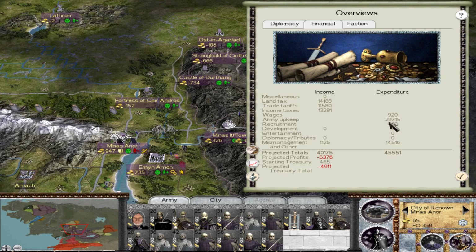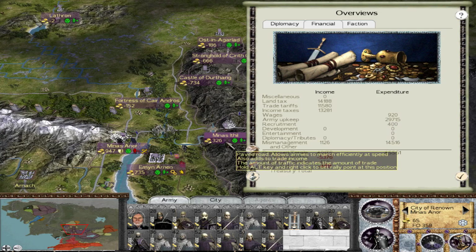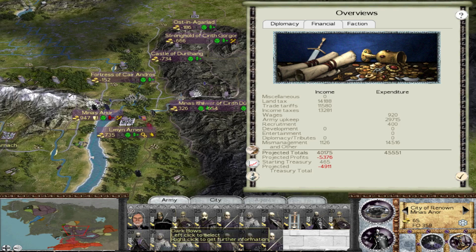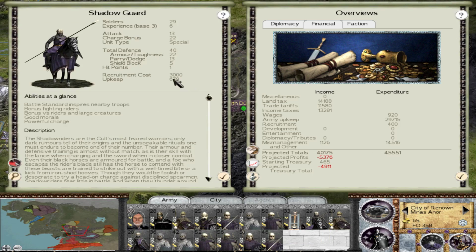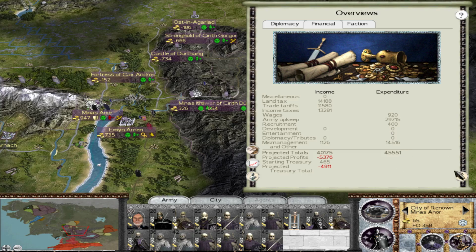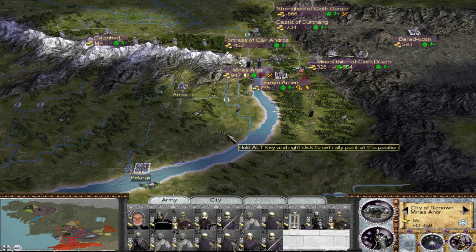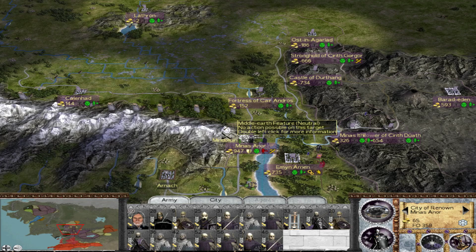And you can see I'm paying through the nose for my army right now. That's just the way it is for a Dunabar in the early game. They start with a lot of high-tier troops that are very expensive, and so the upkeep's just going to be high until you can conquer enough to make up for it.